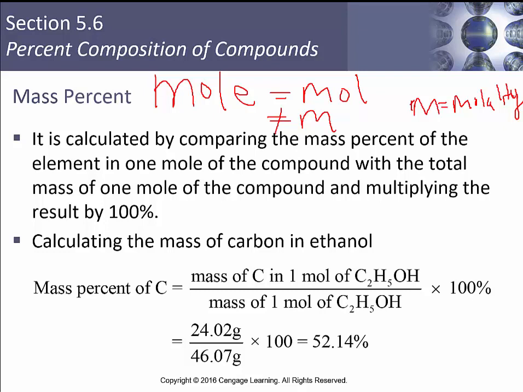All right, and so the next course in the sequence. So our mass percent, we're just going to figure out the percent of the element in 1 mole of a compound with a total mass of 1 mole of the compound by multiplying the result by 100%. So our mass percent of carbon, we just took the mass of carbon in 1 mole of C2H5OH divided by the mass of 1 mole of C2H5OH times 100. So 24.02 grams of carbon divided by 46.07 grams of ethanol times 100 means it's 52.14%.